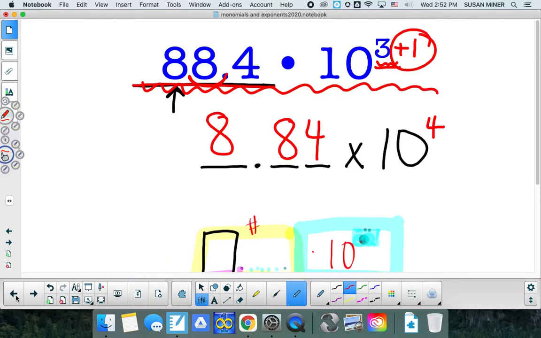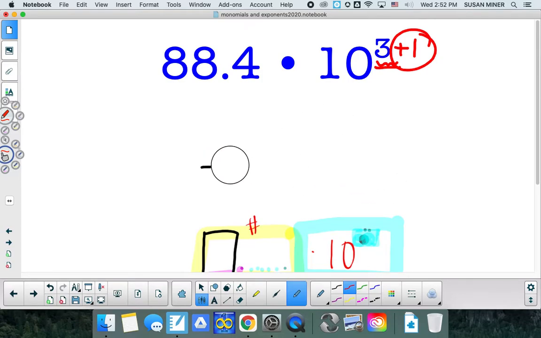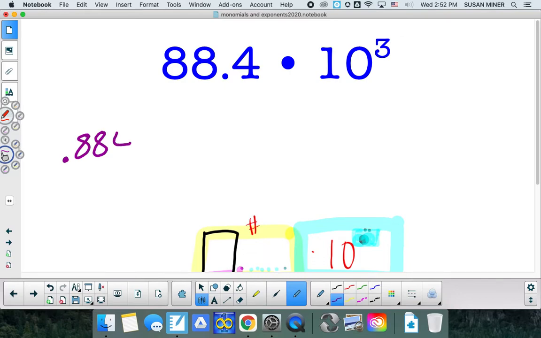What if I had a number that was smaller than 1? I don't have one here, but let me give you an example. Let's say I had a number like this. Let's say my answer came out to 0.884 times 10 to the third, right?